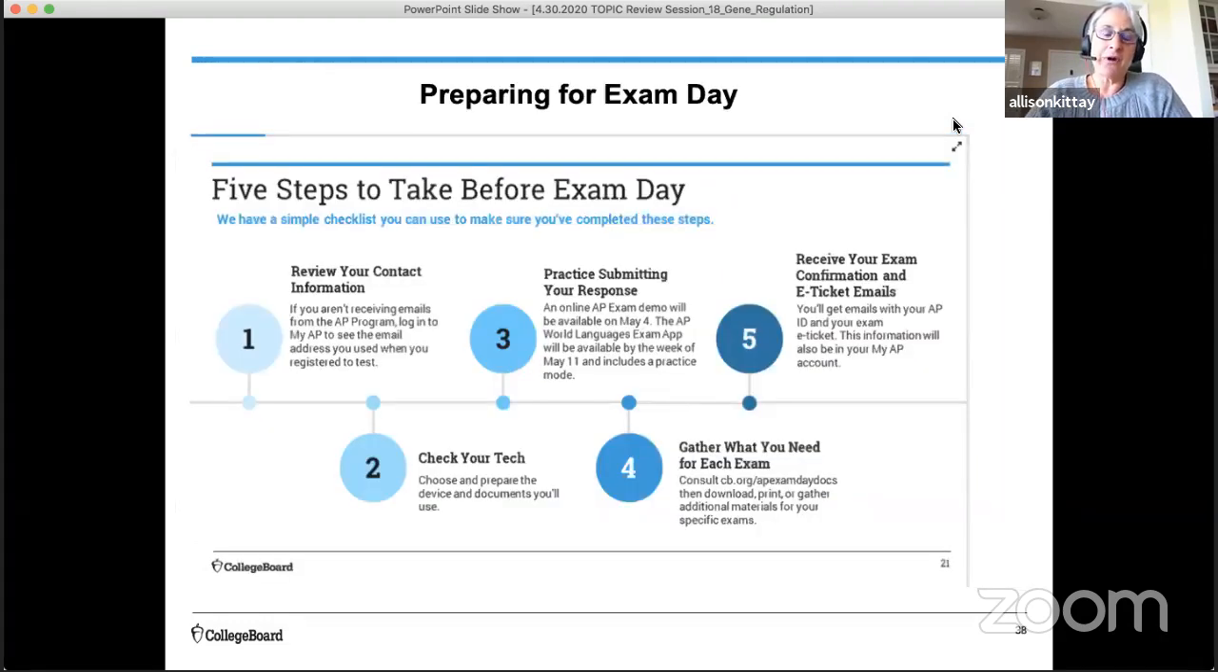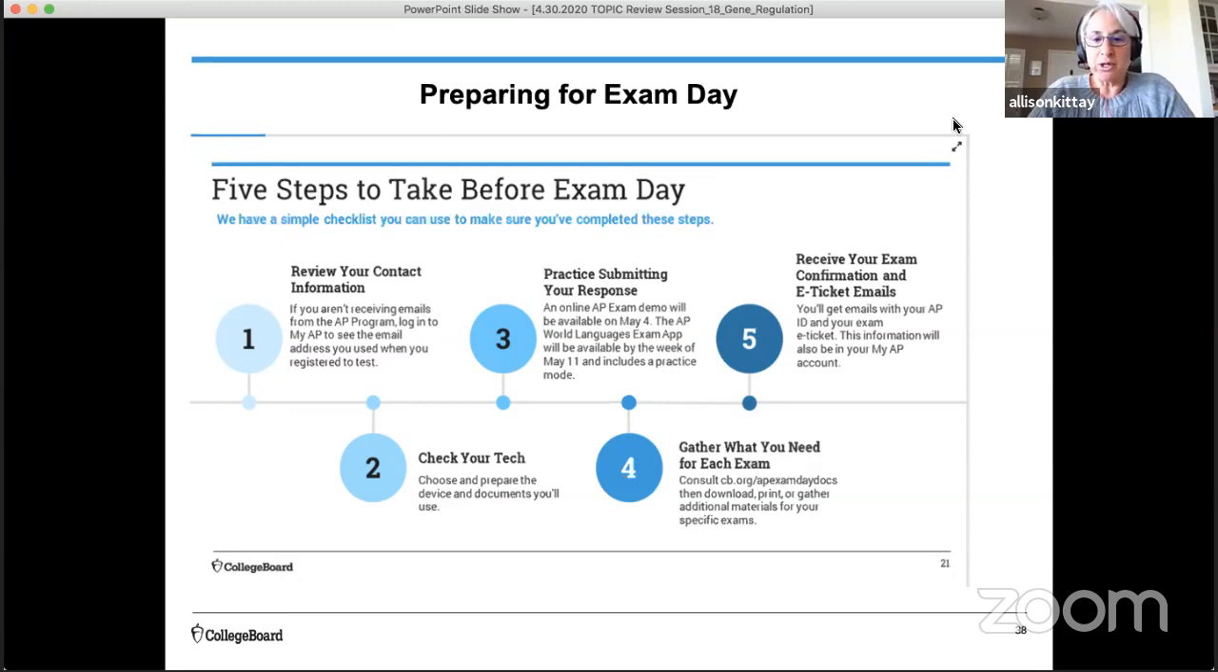All right, and then 5 quick steps to prepare for your exam day. Again, review your contact information, check your tech. We've been asking you to make sure you have a device and internet connectivity. I'm going to talk to you more about this next week, but beginning on Monday, May 4th, there will be an exam demo. It will not just be for AP Bio, it'll be for all generic AP, and you can practice how to submit your response. So you're going to be walked through how to do that and the 3 different ways that you're going to be able to write your response. Okay, and more on that later.